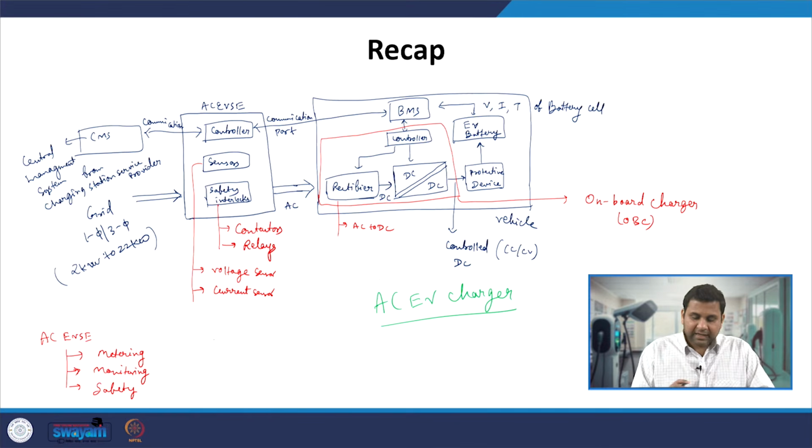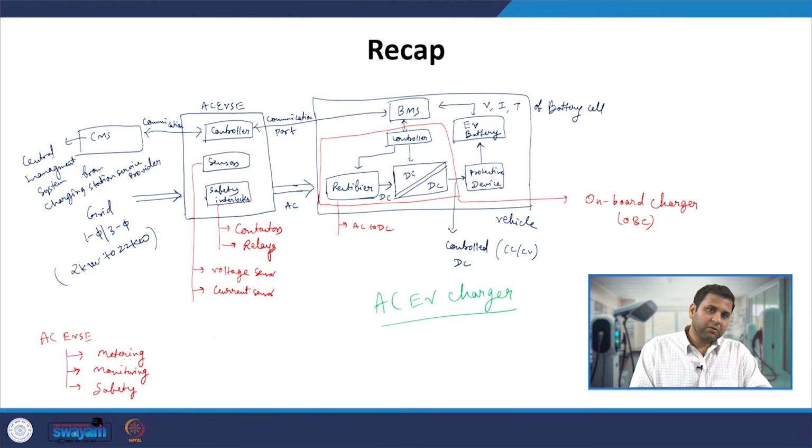Now, in the case of an AC charger, you will see that the entire power conversion, which converts the AC voltages from the grid into DC voltages, because our batteries are DC sources, all of that power conversion takes place inside the vehicle. That means the power conversion unit is kept on the vehicle, and that is why it is also called the onboard charger.